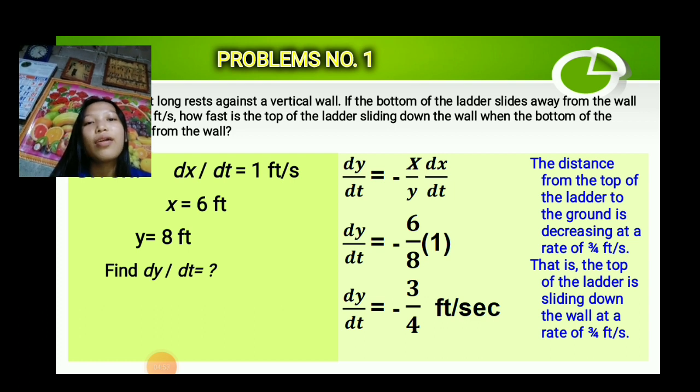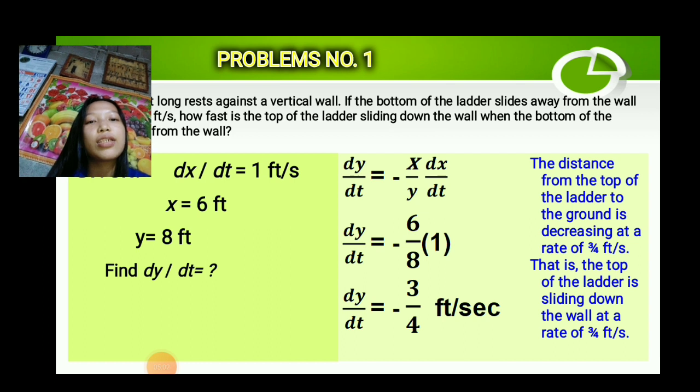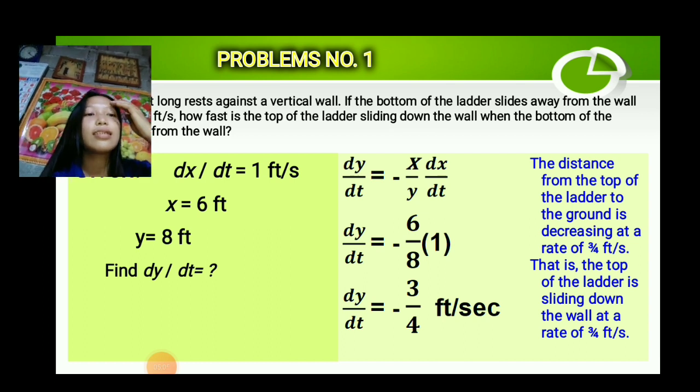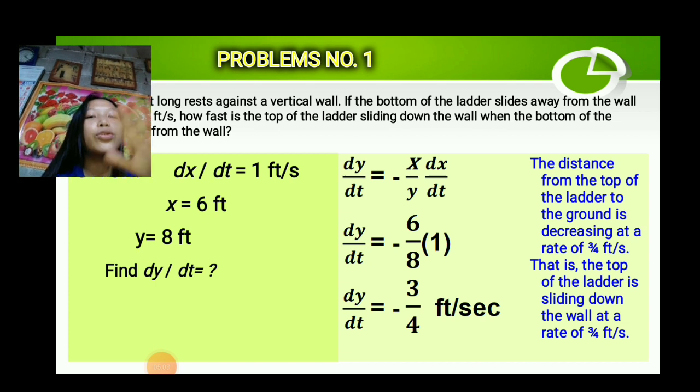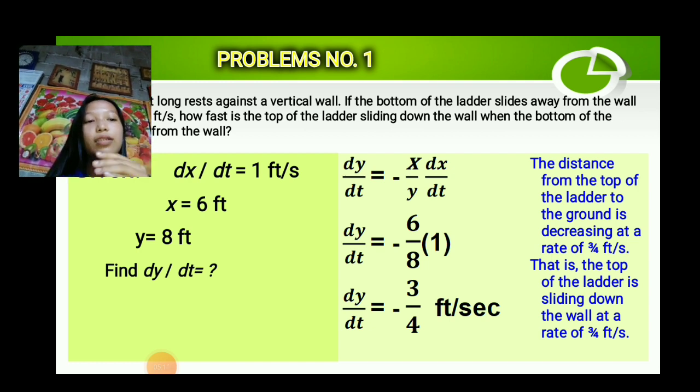Remember that the answer should always be positive, but the negative sign indicates that it is sliding down. So our solution indicates that the distance from the top of the ladder to the ground is decreasing at the rate of 3/4 feet per second. That is, the top of the ladder is sliding down the wall at the rate of 3/4 feet per second.